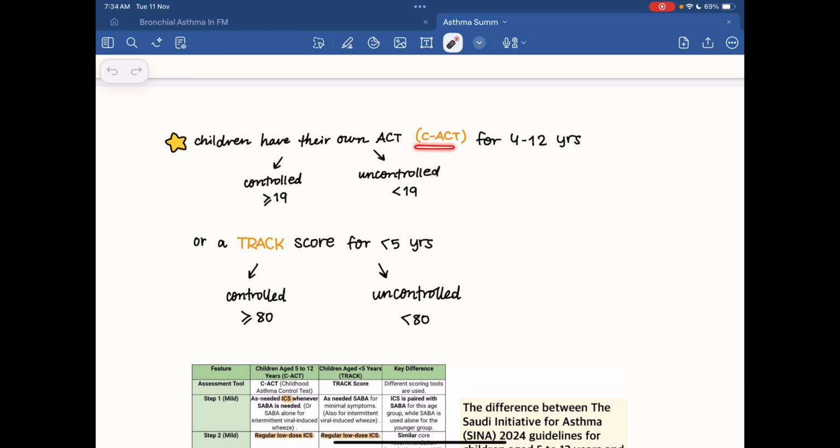For CACT, controlled if it is 19 or more, uncontrolled if it is less than 19. For track, it is controlled if it is 80 or more, uncontrolled if it is less than 80.